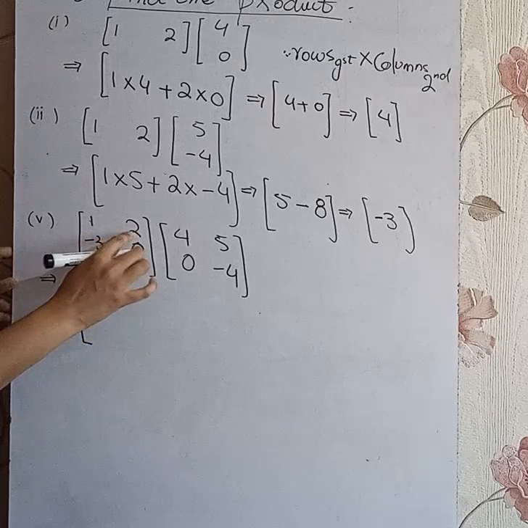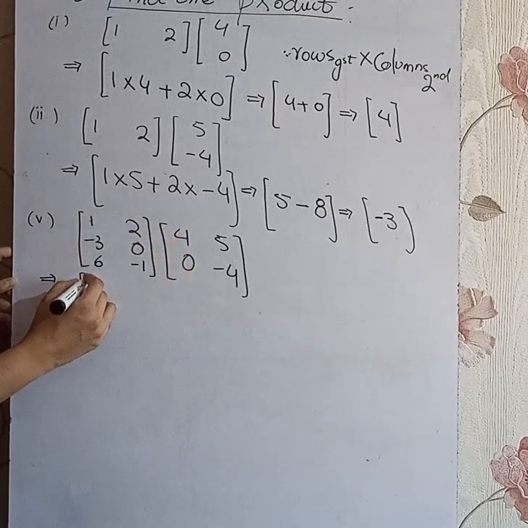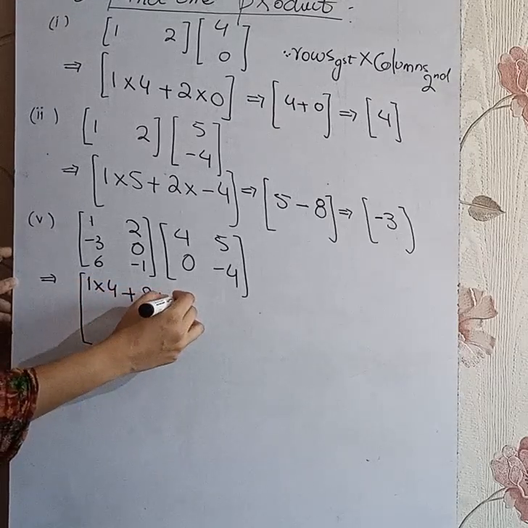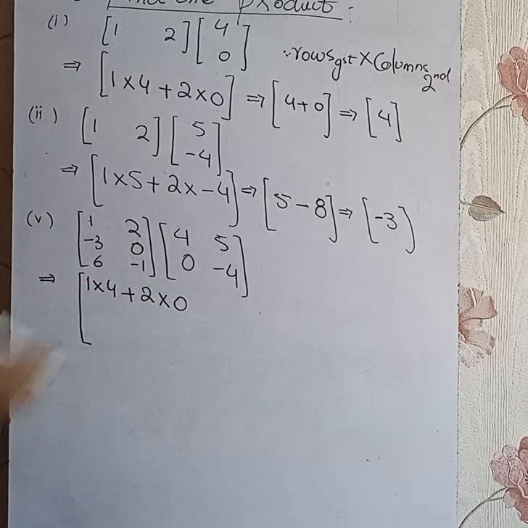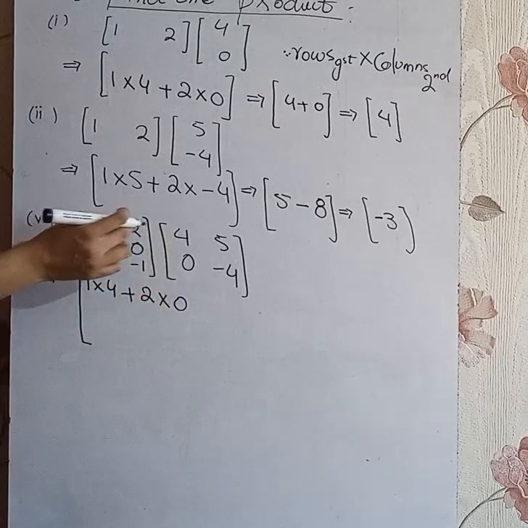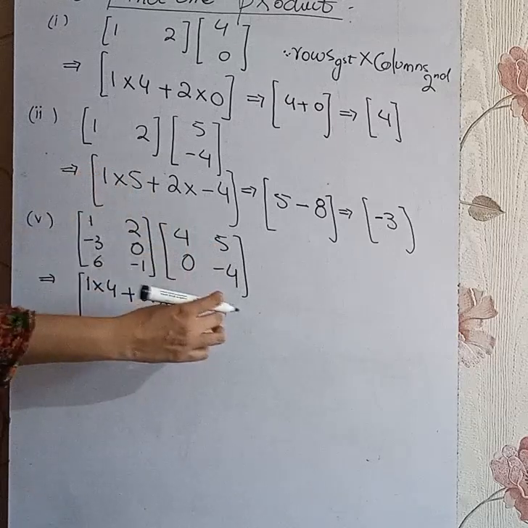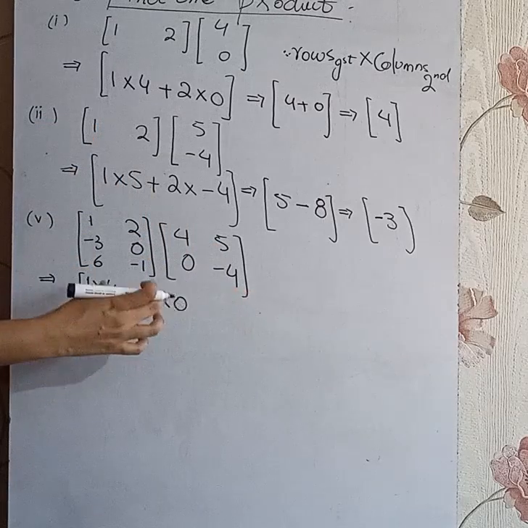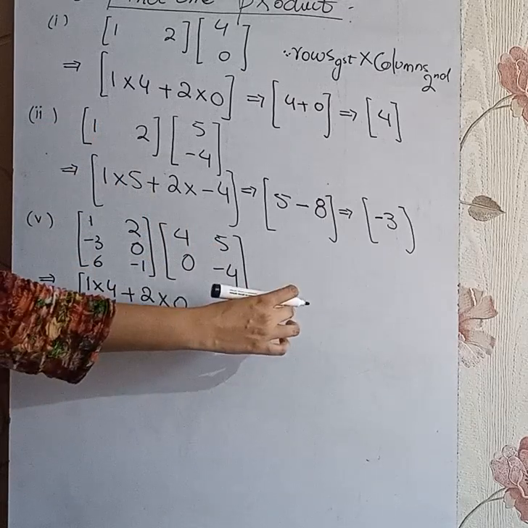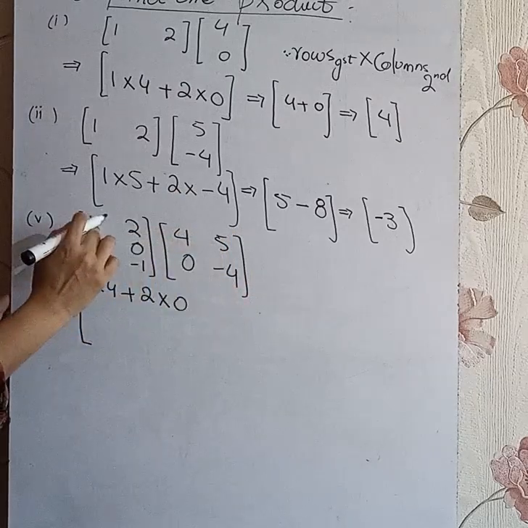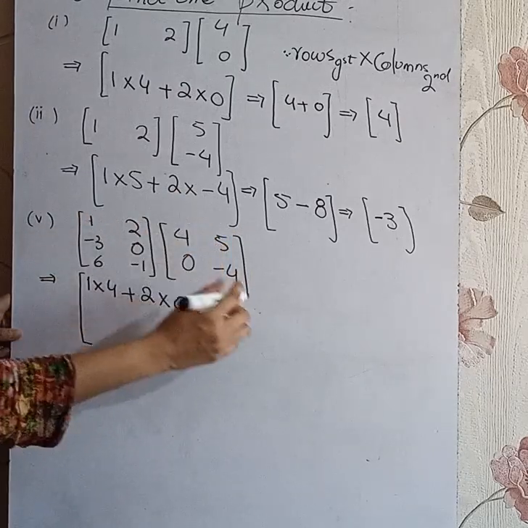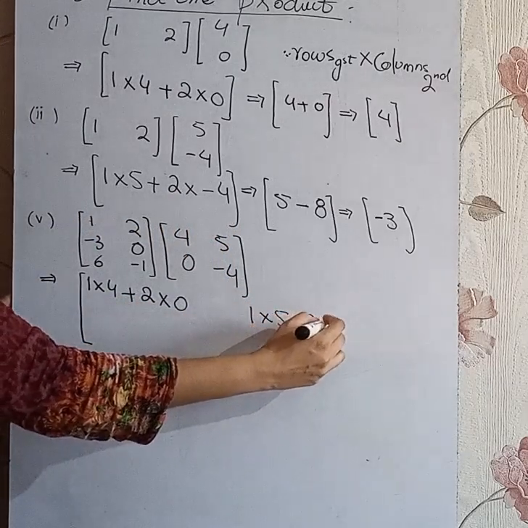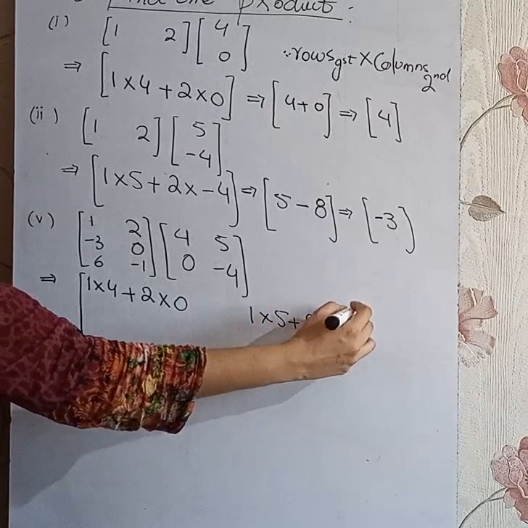1, 2 will be multiplied by 4, 0. First column: 1 multiplied by 4 plus 2 multiplied by 0. This was the first column. Now the same row will be multiplied to the second column. The row is the same, so we will be in the same row, but the column is the second. So this was the first column, there will be a gap and then there will be the second column. So now 1 multiplied by 5 plus 2 multiplied by minus 4.